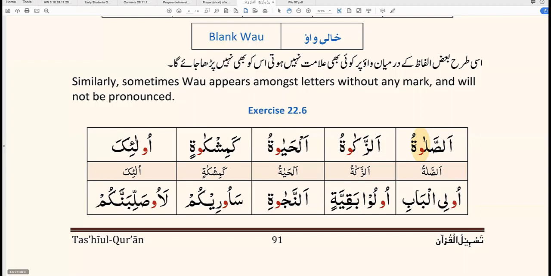Ban. Well done. The noon also carries a fatha. Banna. Banna. Well done. Let's put it all together. La usallibanna. La usallibanna. Well done, well done.